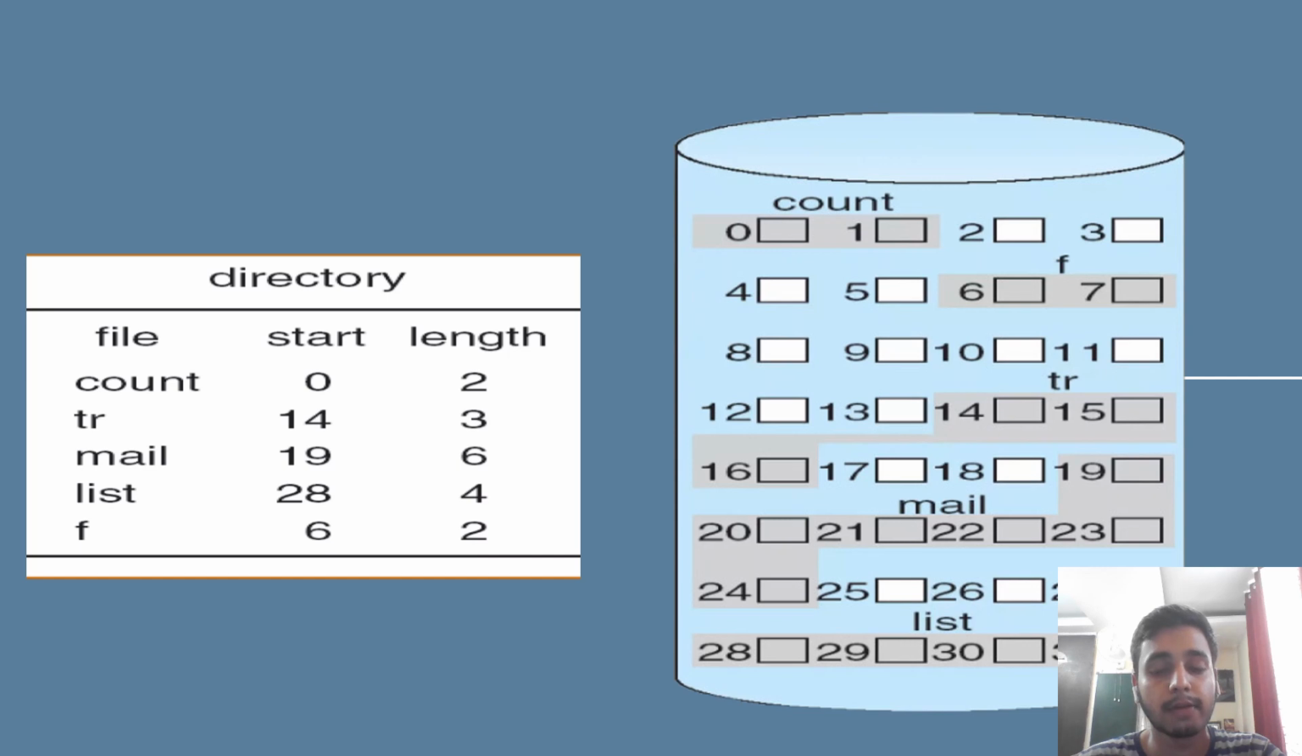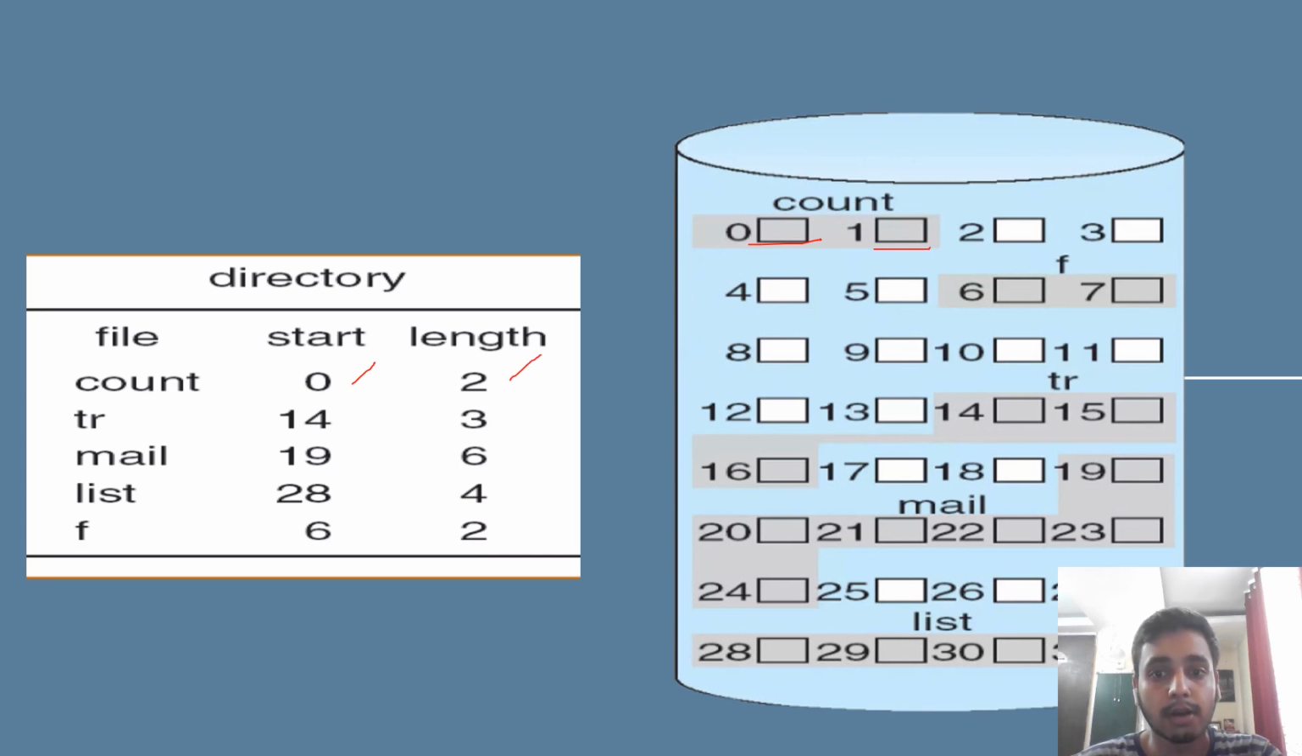In this example of contiguous allocation, we can see 5 files stored in a directory. The first file is named count, and it starts from block 0 and is of length 2. So 2 blocks will be assigned to the file. As we can see, 0 and 1 are assigned to the file count, as it starts from 0 and is of length 2.